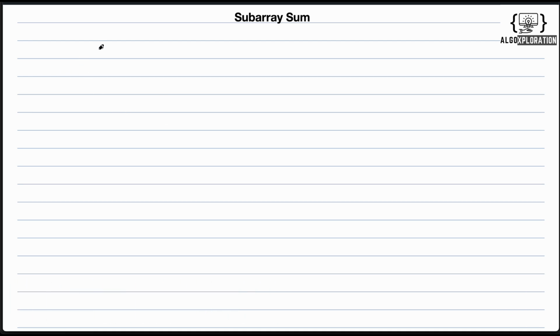So let's take an array which has the elements 1, 7, 3 and 2. Now in the previous lecture, we have seen how to find the subarrays from this array, right? Now let's try to find out the subarrays of this array. It will be 1, 1 7, 1 7 3, 1 7 3 2, 7, 7 3, 7 3 2, 3, 3 2, and then 2.